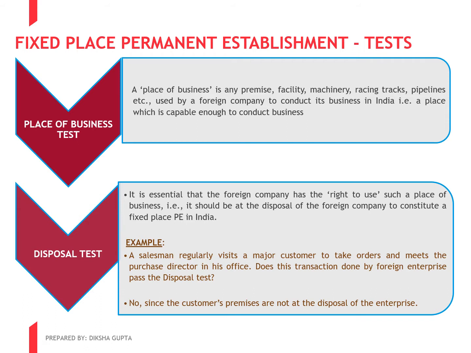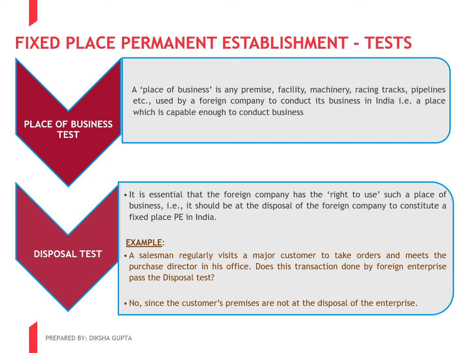Place of business is any premise, facility, machinery, office, branch, factory, warehouse, etc. used by a foreign company to conduct its business in India. Second test is the disposal test. It is essential that a foreign company has the right to use such place of business, that is, it should be at the disposal of the foreign company to constitute a fixed place PE in India. Now let's understand these 2 tests through an example.